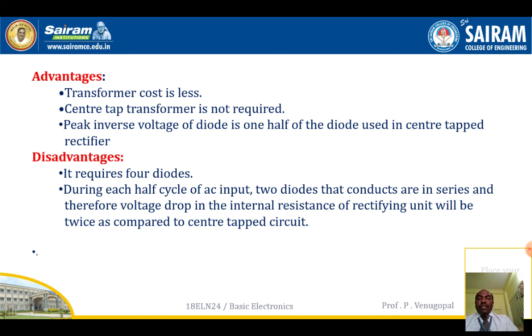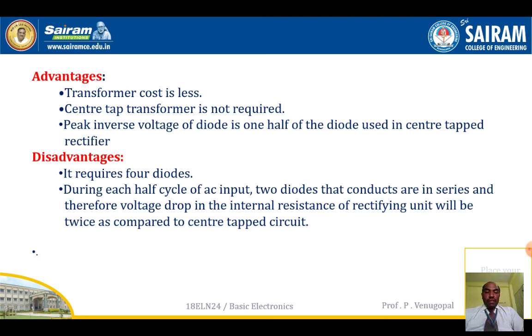Advantages: transformer cost is less. Center tap transformer is not required in the bridge rectifier. Peak inverse voltage of the diode is half that of the diode used in the center tap rectifier, and it is the most important circuit used in power supplies.